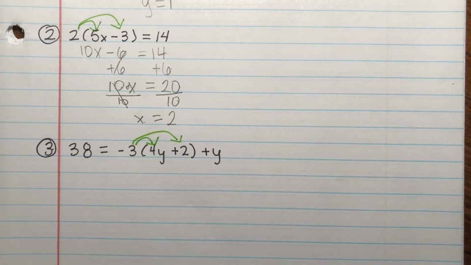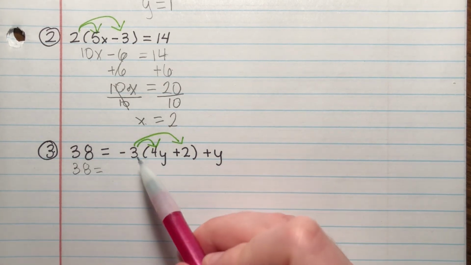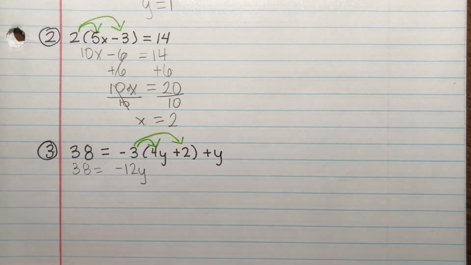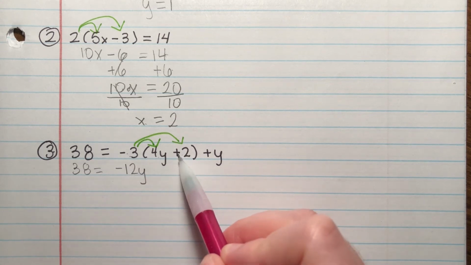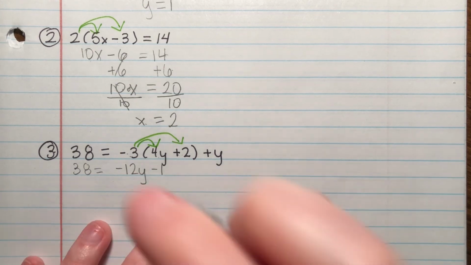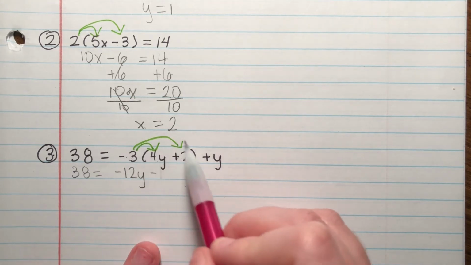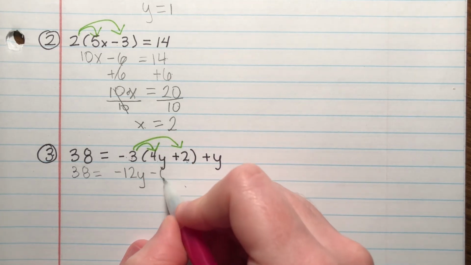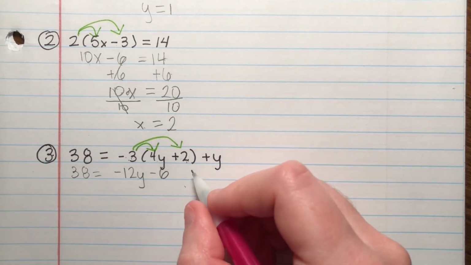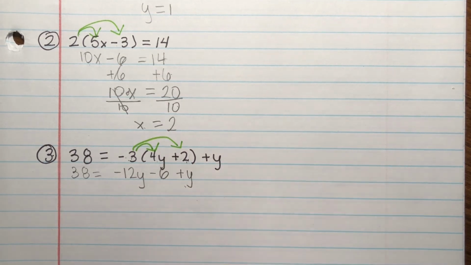All right, let's move along. So I have 38 equals, now I'm distributing, negative 3 times 4y. That's negative 12y. And then I have negative 3 plus 2. It's going to give me negative 1. No, I'm sorry, that was wrong. I'm multiplying, not adding. So negative 3 times positive 2 is going to give me negative 6. Okay? And so that was everything inside the parentheses. And on the outside, I still have a plus y here.